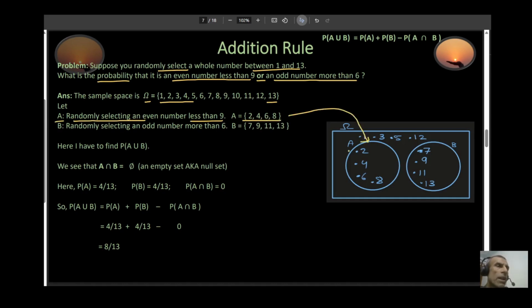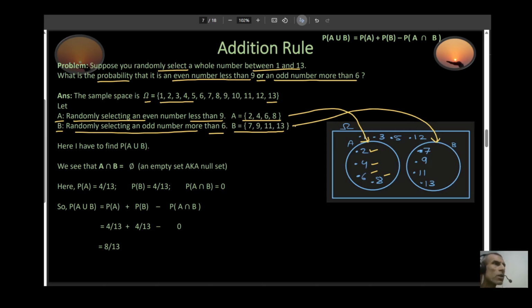Okay, so my A in this case, I'm just representing that through a Venn diagram. So these are my elements of your A. Same thing with your B, randomly selecting an odd number that is more than 6. So in this case, my B would be 7, 9, 11, 13, and I'm representing my B again through a Venn diagram.